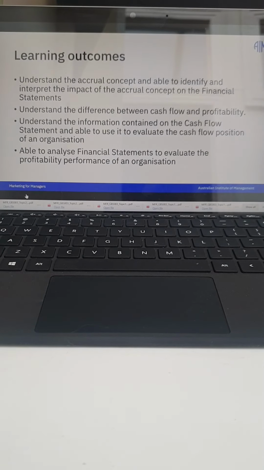Your learning outcomes for Topic 3 will be to understand the accrual concept and the impact that that has on the financial information that you'll see on the balance sheet and income statement. To appreciate and understand the contents of a cash flow statement and what that information conveys. And then to be able to do a profitability analysis on an organization using their financial statements.